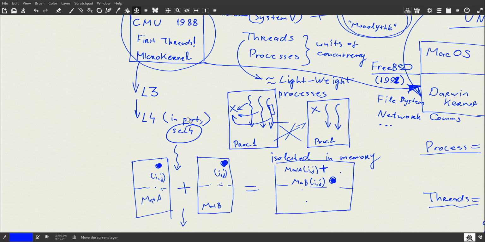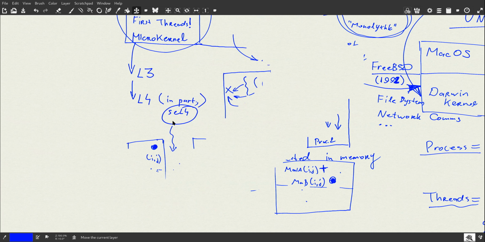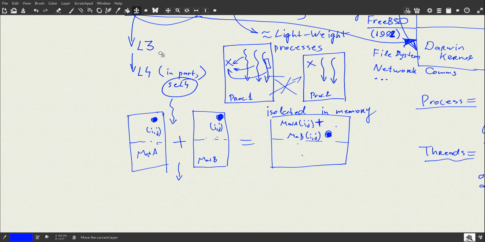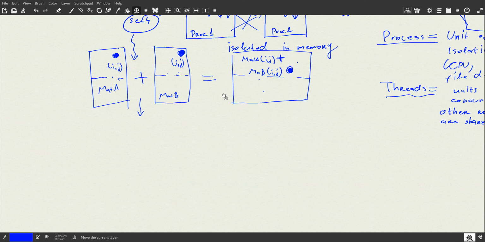Okay, so that's about this class of systems. Yet there are many other operating systems. L3, L4, we are going to talk about them. They are largely experimental microkernels, but still highly important. There is another important family of operating systems which we need to talk about, which are called real-time operating systems.